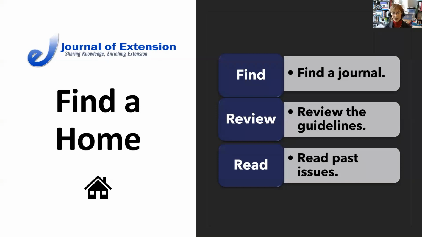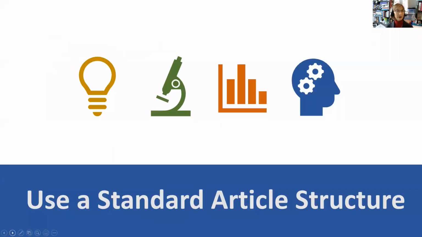And then reading past issues serves at least two purposes. You can find out what else has been written about your topic, which you're going to need to know when you start to write. And you're also reading not just for the content, but for how the articles in that journal flow, what types of articles the journal is looking for, and what's been published in the past. So finding a home and finding out more about that home is important.